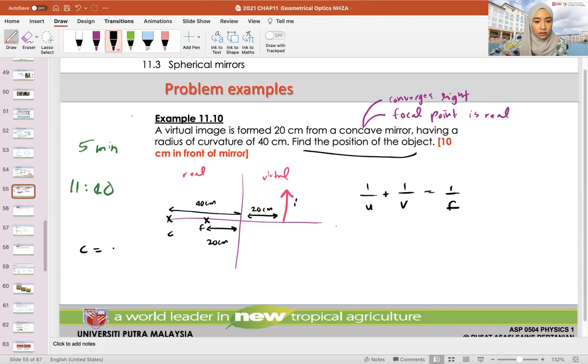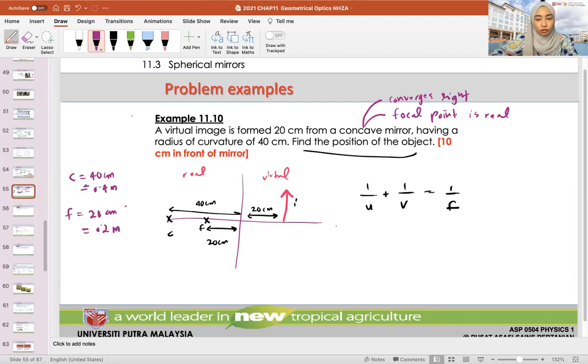So what is our c? Our c is 40 centimeter or 0.4 meter. So c is 40 centimeter or 0.4 meter. F is 20 centimeter or 0.2 meter. And it tells us the distance from the mirror to the image, which is v, is 20 centimeter. But the image is virtual, behind the mirror. So it should be minus 20 centimeter or minus 0.2 meter.